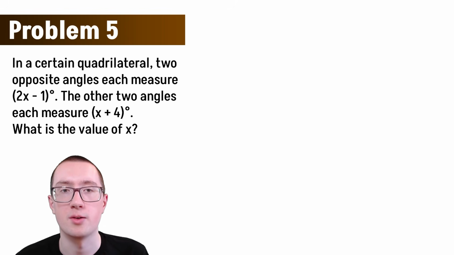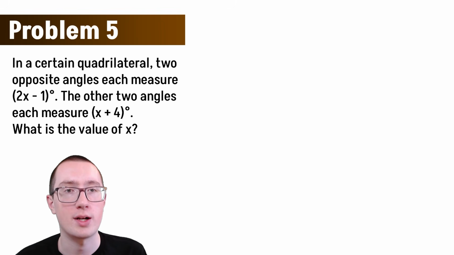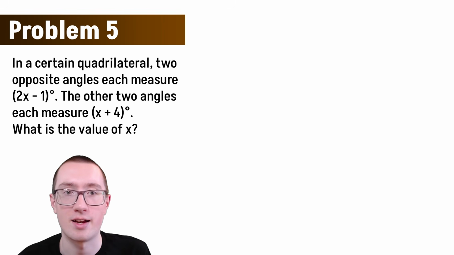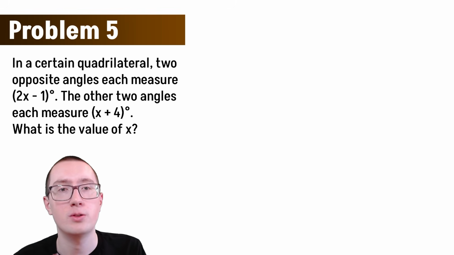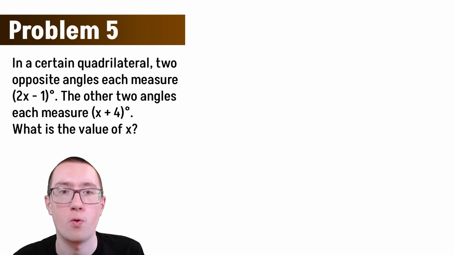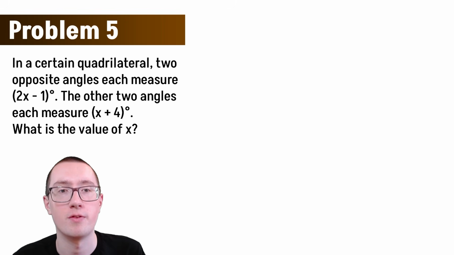So it says that in this quadrilateral, 4-sided shape, two opposite angles each measure 2x minus 1 degrees. So obviously we don't know how many degrees that actually is. We just know that there's an x in there. And then it says the other two angles each measure x plus 4, which is still not very helpful. So we have to somehow find the value of x.